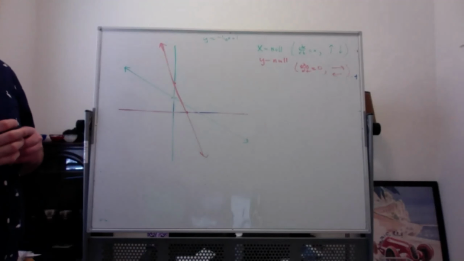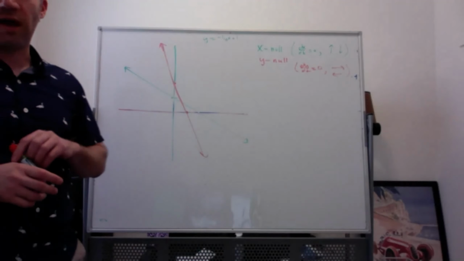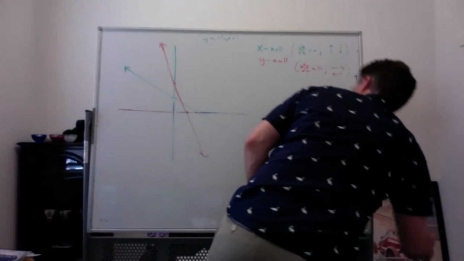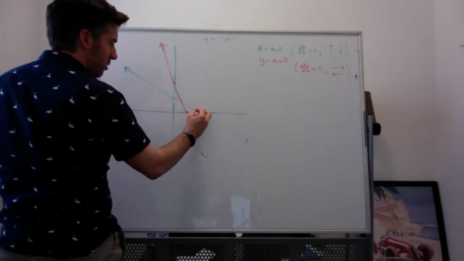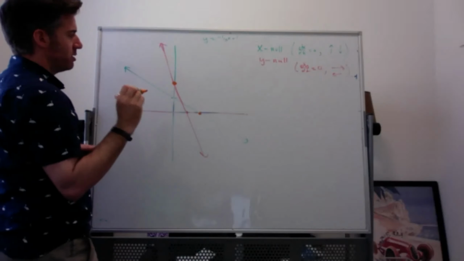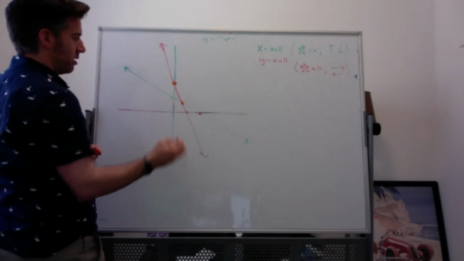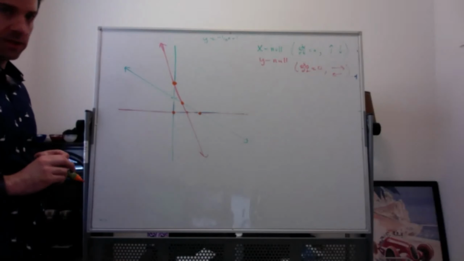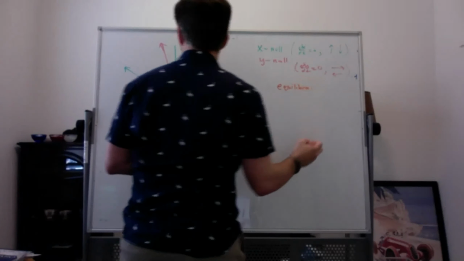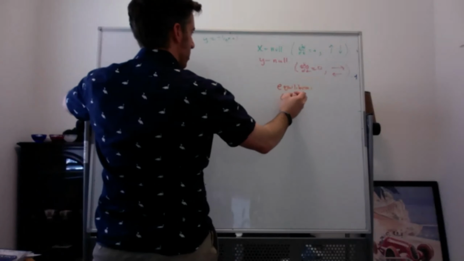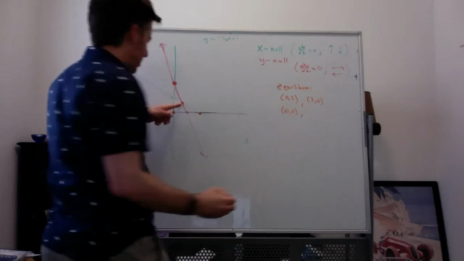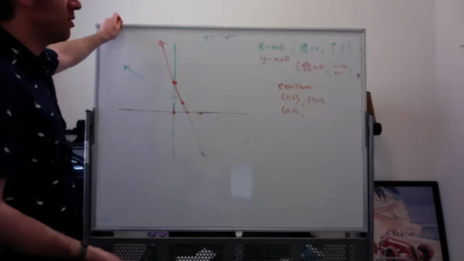Okay. And before we do anything else, here's what I want to say. I can look at this graph and see where all the equilibria are. There's an equilibrium here, where the different types of nullclines cross. There's one here, where the nullclines cross, and there's one here, where the nullclines cross. So my equilibria are, let's see, (0, 2), (2, 0), (0, 0), and whatever that point is right there.